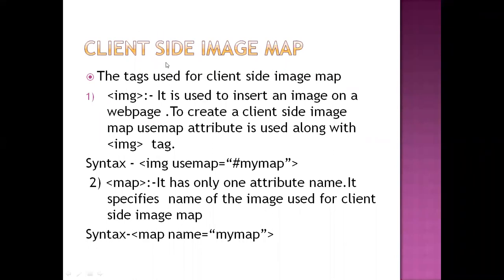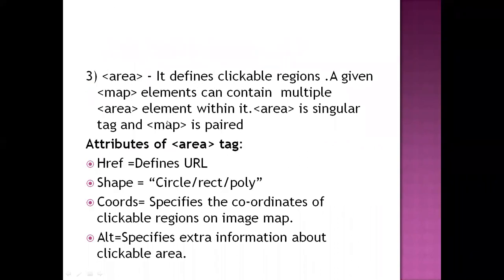Now let's start next. The next tag is the area tag. The area tag defines a clickable region. Clickable region means one image contains different clickable regions, which can be a circle, a polygon or a rectangle. So this is a clickable region, a particular area which has some hyperlink.